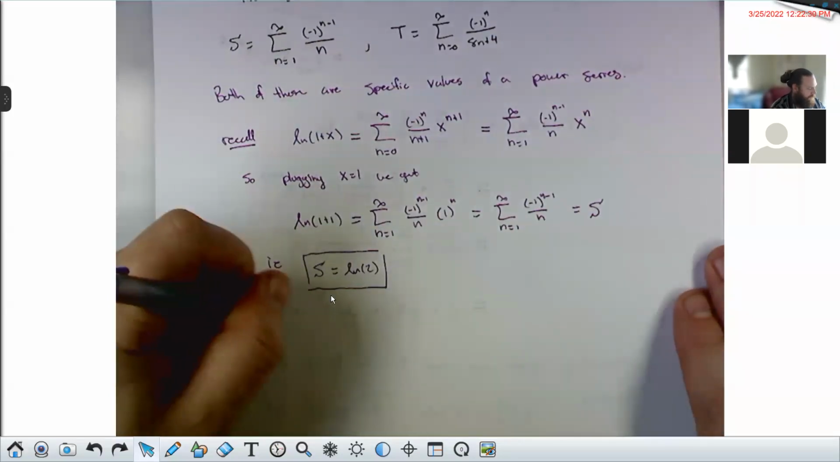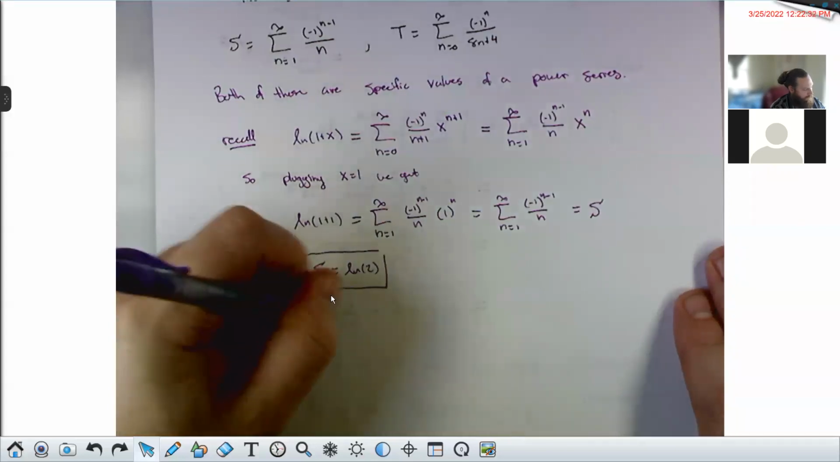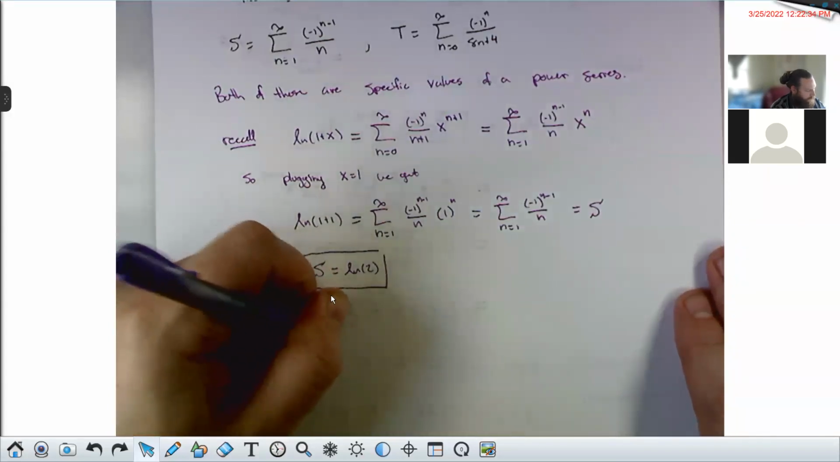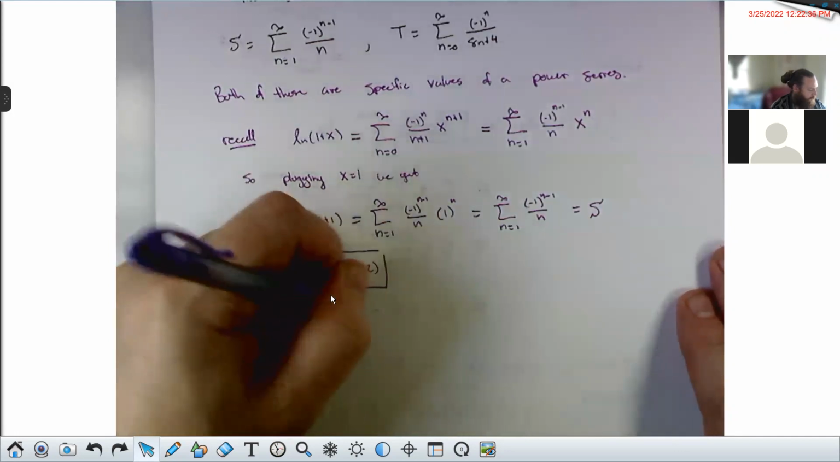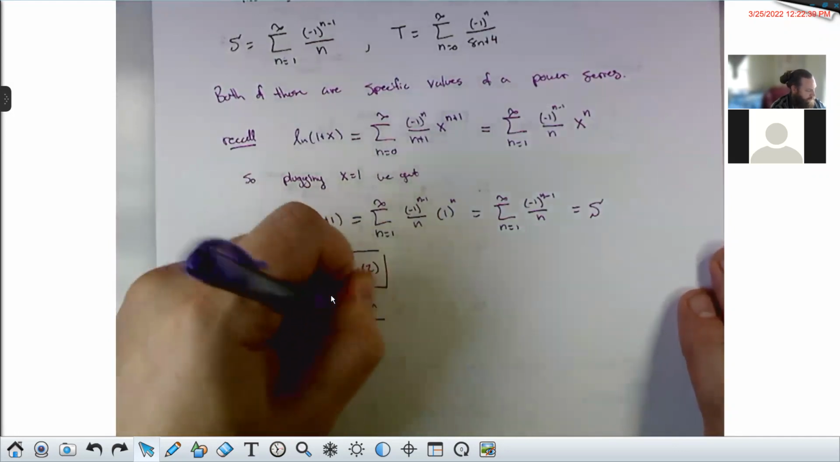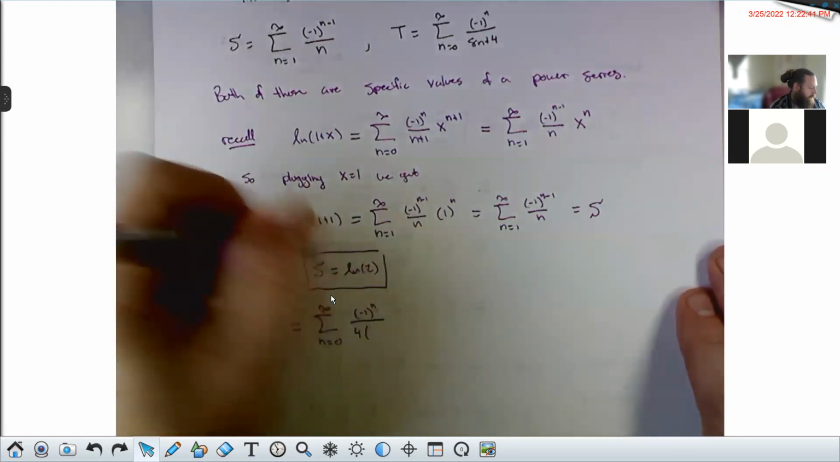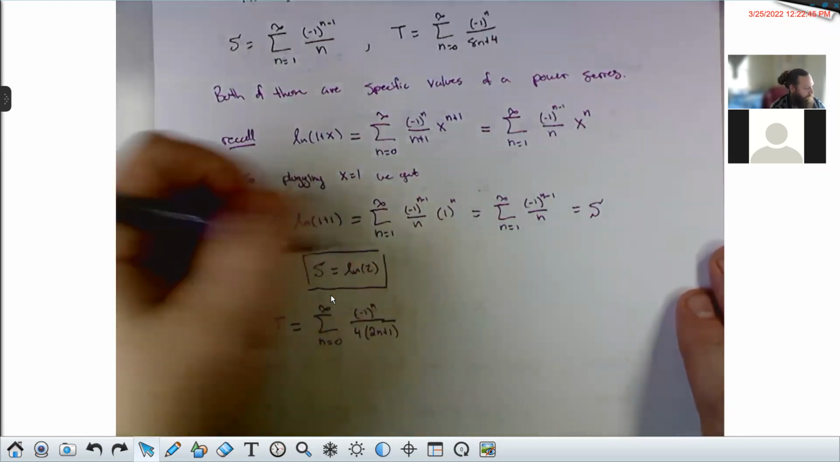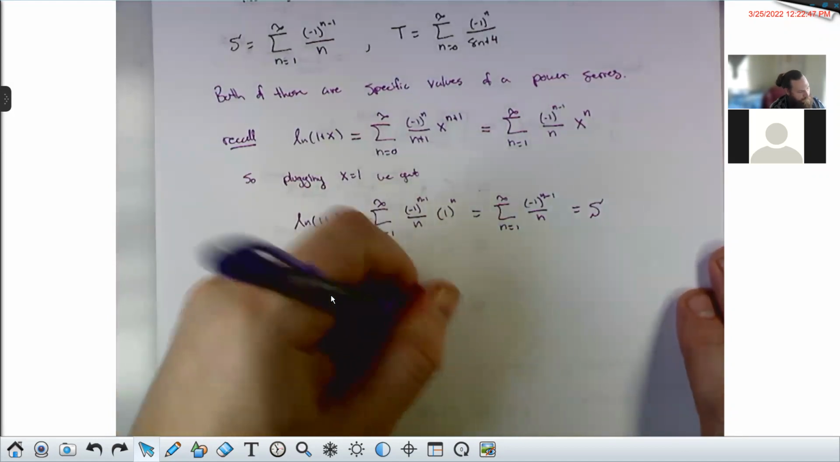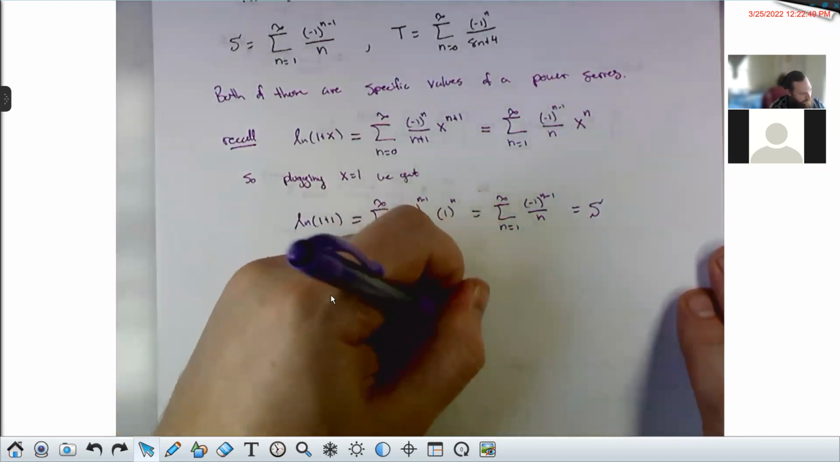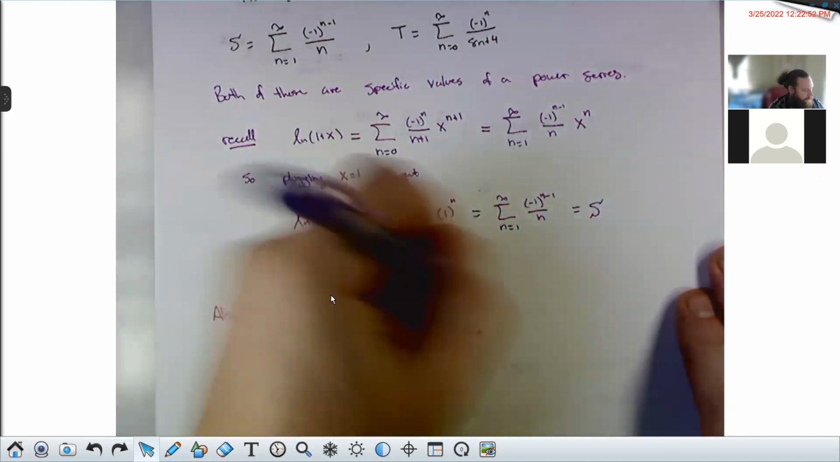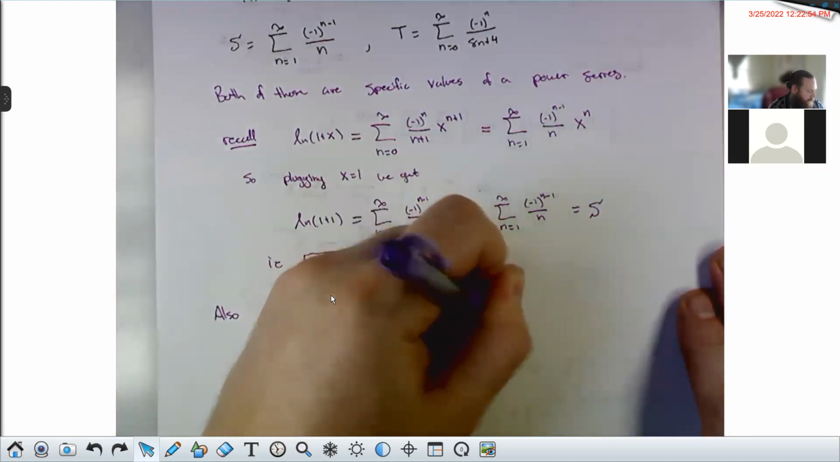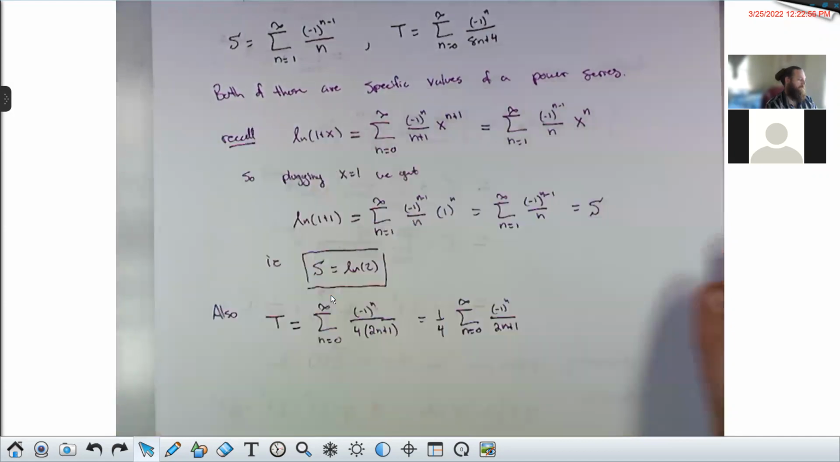Now here the series t, when I look at that guy, what I see is that downstairs I can factor out a 4. It's negative 1 to the n over 4 times 2n plus 1. So that's 1/4 sigma n from 0 to infinity, negative 1 to the n over 2n plus 1. And what power series does that remind you of?